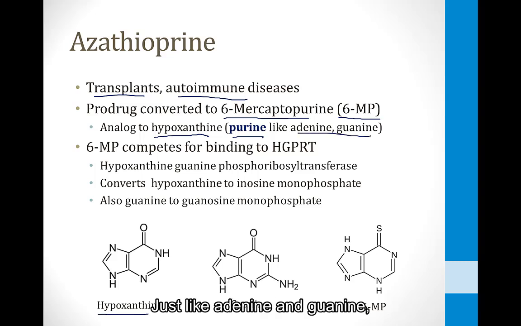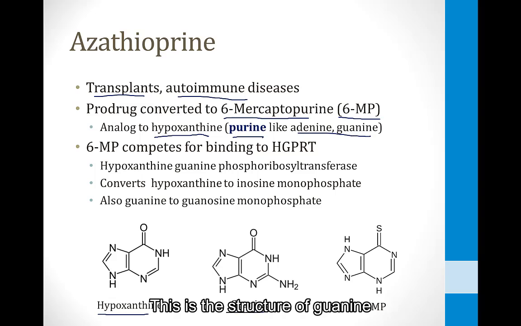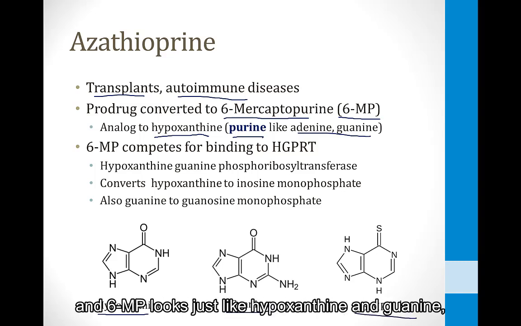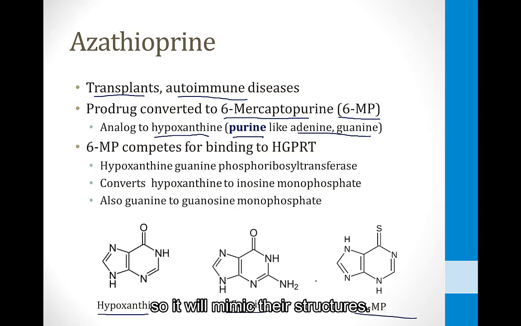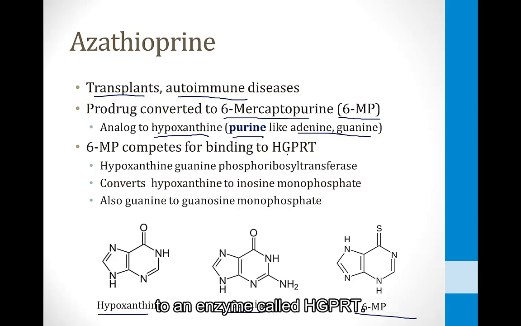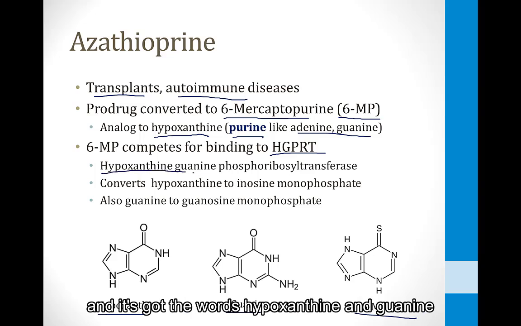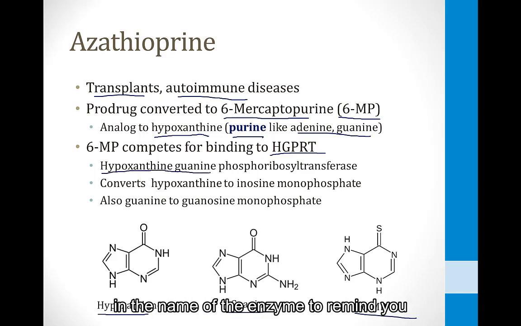Just like adenine and guanine, it is a base that can be attached to nucleic acid. This is the structure of guanine in the middle of the screen. You may know guanine is the base found in the nucleotide guanosine. And 6-MP looks just like hypoxanthine and guanine, so it will mimic their structures. By mimicking their structures, it will compete for binding to an enzyme called HGPRT. HGPRT stands for hypoxanthine guanine phosphoribosyl transferase, and it's got the words hypoxanthine and guanine in the name of the enzyme to remind you that 6-MP mimics these structures.